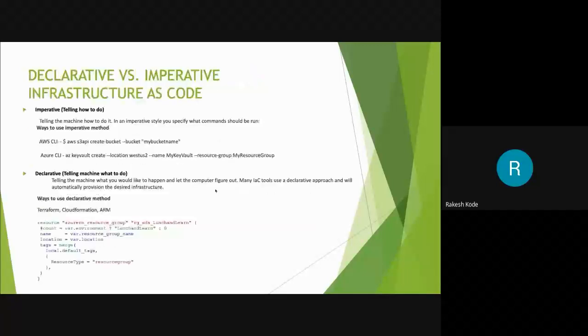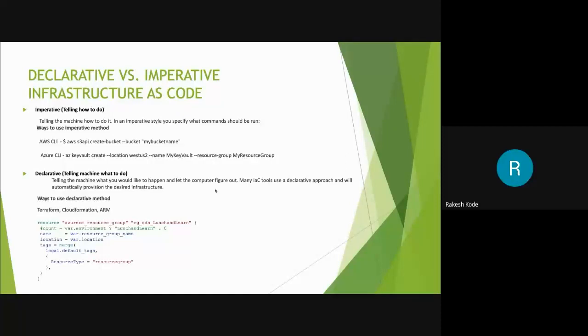So moving on, I just want to talk a little bit about something a little technical here: declarative versus imperative infrastructure as code. What's the difference? Infrastructure as code can be used in both ways. One is imperative. Basically, imperative means telling what to do, right? The examples would be AWS or Azure, they do provide a command line interface, which is called AWS CLI or Azure CLI.